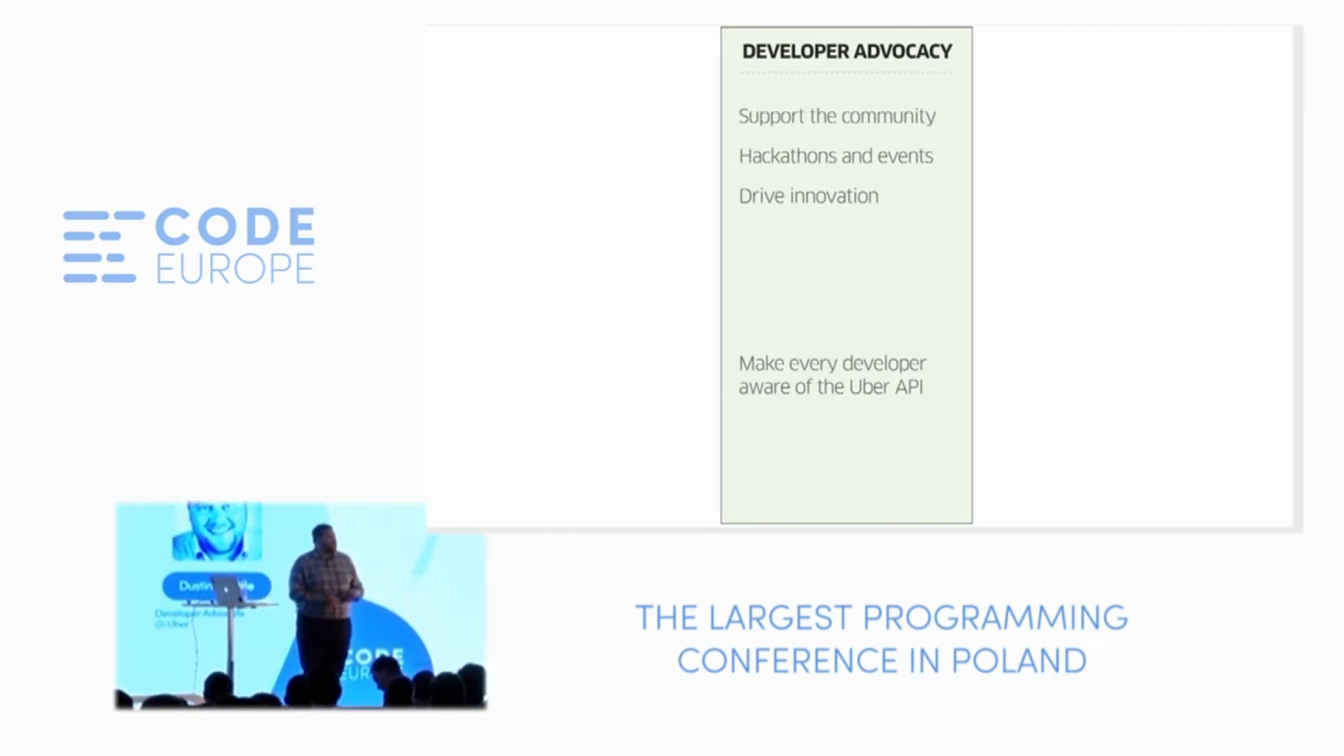And so developer advocacy is really focused on building a support community. Doing hackathons and events like this, and then driving innovation. So what are the APIs that people are asking for? What are the use cases that community wants to solve for that we haven't thought about already? And how can we enable them to solve those problems? And we really wanted to make every developer aware of the Uber API.